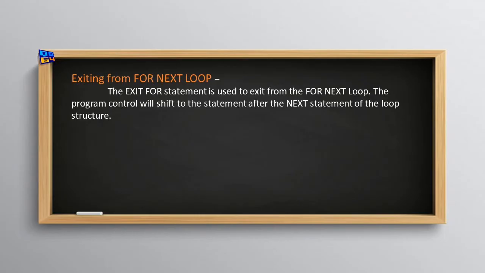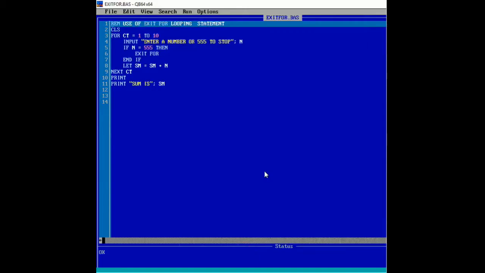Now exiting from the For Next loop: the EXIT FOR statement is used to exit from the For Next loop. The program control will shift to the statement after the Next statement of the loop structure. Now let us see the use of the EXIT FOR looping statement. Whenever you want to exit from the loop, the EXIT FOR statement is used.